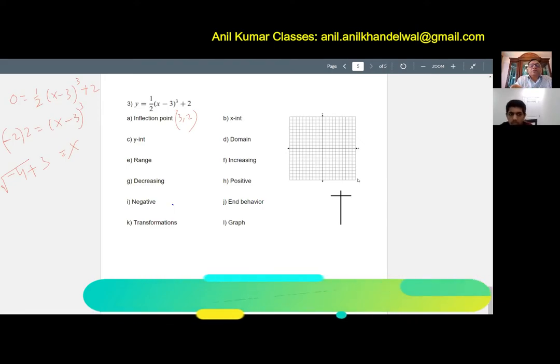Cube root of minus 4 plus 3, right? So that is a number which is less than 3, so it is definitely positive, right? Yeah. So somewhere on this side. So we have an x-intercept at this point, right? Y value being 0. Y-intercept: (0, -11.5). When you put 0 for x, you calculate it.